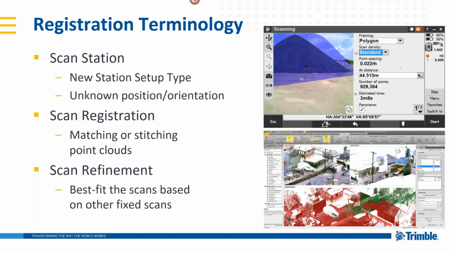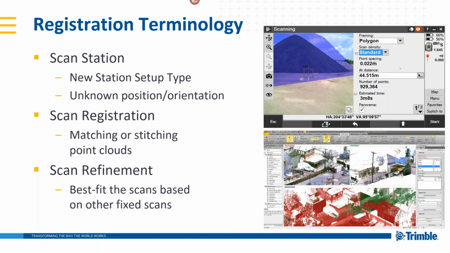Then in TBC, you have something called scan registration. A lot of you know what registration is and have dealt with scanners in the past. For those that are new to scanning, scan registration is nothing more than stitching point clouds together. It's essentially a least squares adjustment of point clouds.